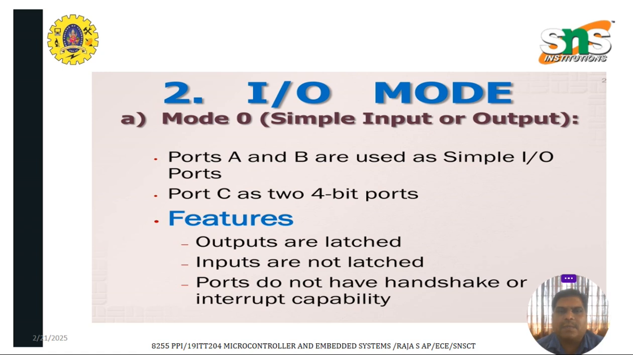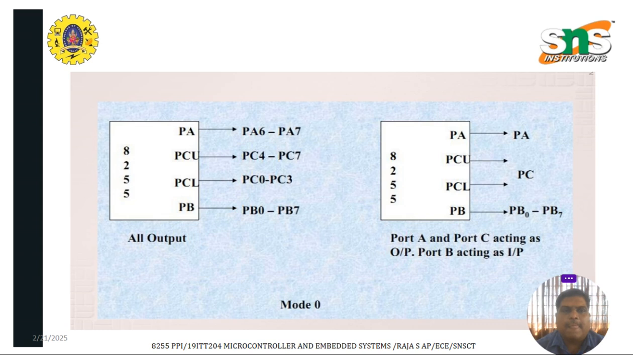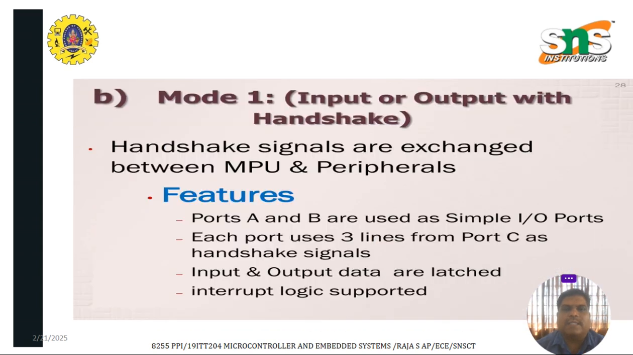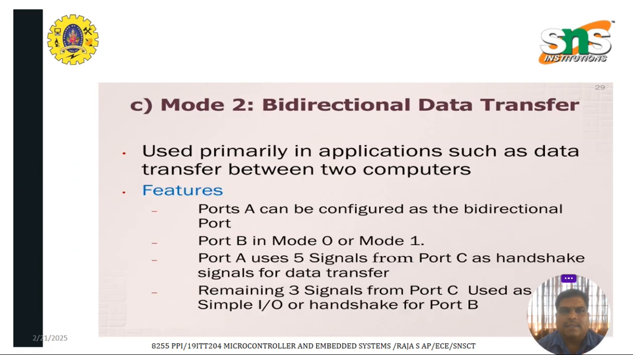The main features of this input output mode are: outputs are latched, inputs are not latched, and ports do not have handshake or interrupt capability. Then mode 1, input output with handshake mode. Handshake signals are exchanged between the microprocessor unit and peripherals. The features of mode 1 are: port A and port B are used as input output ports. Each port uses 3 lines from port C as handshake signals. Input and output data are latched, and interrupt logic is supported.